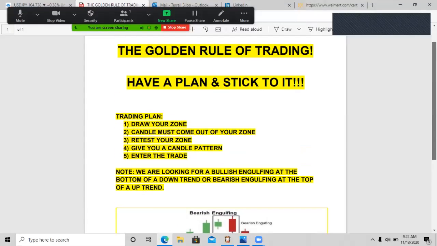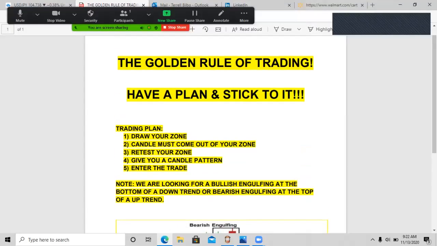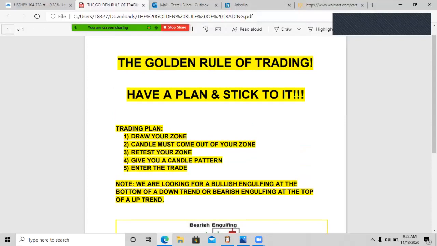Today we're going to talk about the basics of trading. That's the golden rule. And the golden rule is to have a plan and stick to it. Let's take a look. Okay. Golden rule is to have a plan and stick to it. So what is our trading plan?